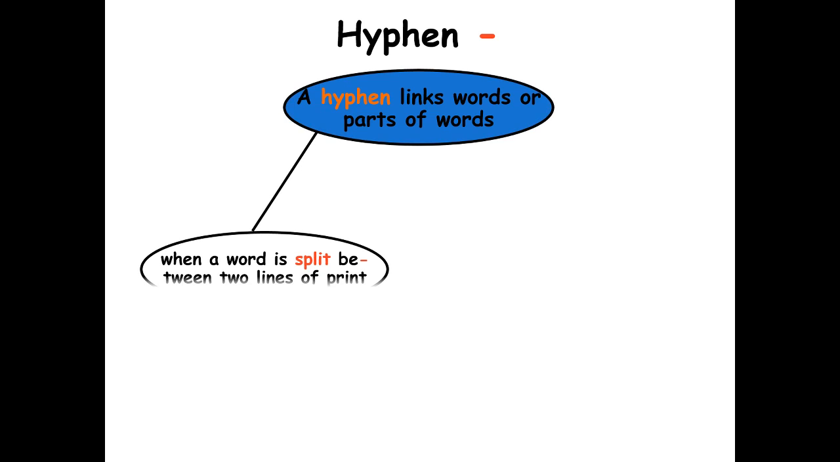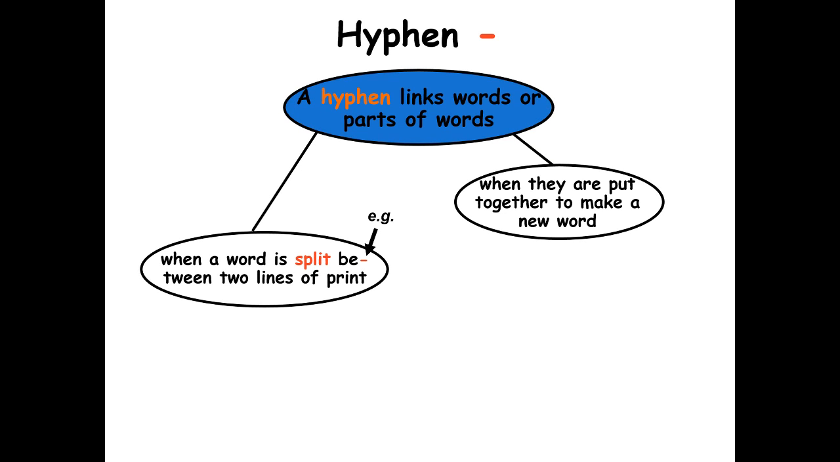Hyphen. A hyphen links words or parts of words. Now keep in mind that hyphen and dash are used differently. Sometimes when we are writing, especially in handwritten cases, when you get to the edge of the page and you write half the word and the other half on the next line, we use a hyphen when a word is split between two lines. There is an example given.